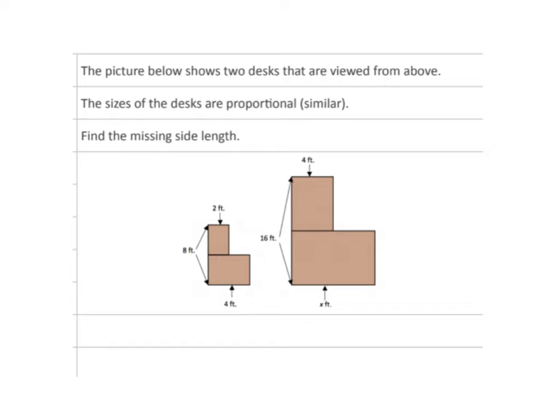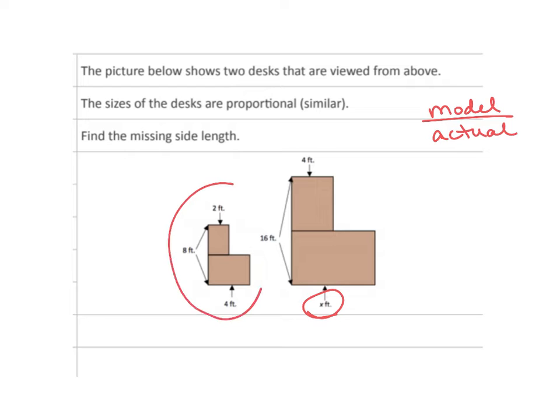Let's do another example. And again, remember we have the model up on top over the actual. The picture below shows 2 desks that are viewed from above. The sizes of the desks are proportional or similar. Find the missing side. Here's our missing side. So we can use anything from this one as the model, and then anything from this one as the actual. I'm going to erase that so I can see the numbers. So the model over the actual.